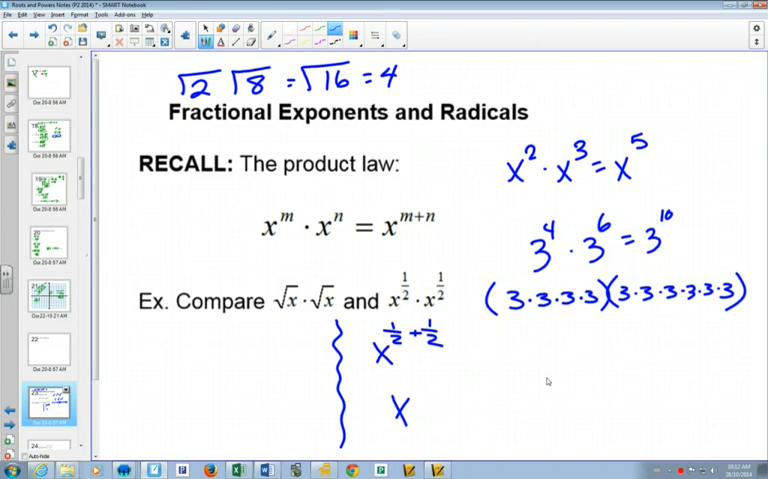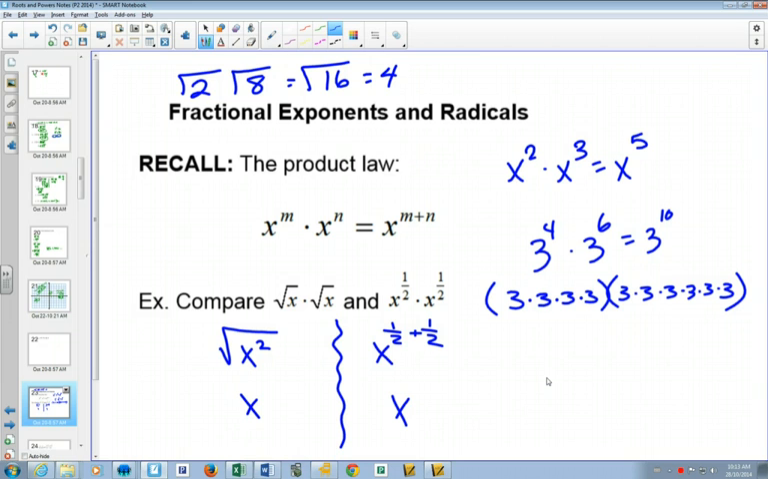The square root of x times the square root of x would be the same thing as the square root of x times x, which is x squared. Square rooting and squaring are the opposite of each other, right? So the square root of x squared is just the same as x. Notice that our answers are identical here. When I do square root of x times square root of x, I get x. When I do x to the half times x to the half, I get x.